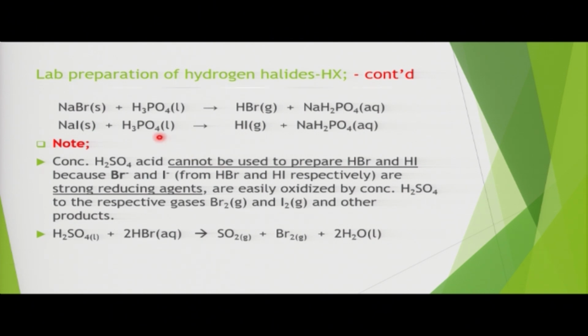So if you have any salt, mix it with the phosphoric acid, you will get the hydrogen halide. And so why isn't sulfuric acid used for these two? It's because the bromide and the iodide in these salts are strong reducing agents. We looked at this in detail. We saw the colors, so I do not need to stick much more on that.